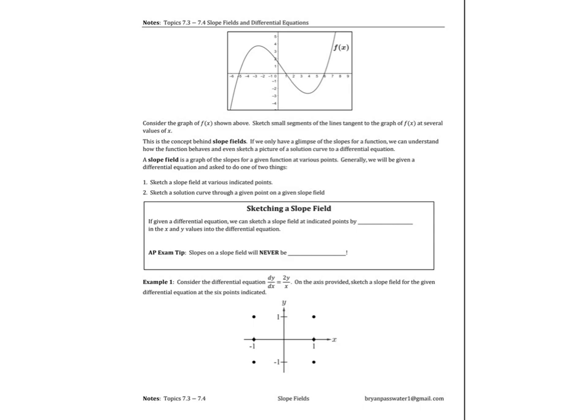They're not bad. It says, consider the graph of f of x shown above. Y'all see it? Sketch small segments of lines tangent to the graph of f at several values of x. So we're going to go in on this little picture and draw some tangent lines. I know that at this extreme or maximum, the tangent line would be 0. Here my tangent line would be negative, and another 0, and some positives along the way. So these are different tangent lines at different points on this curve.